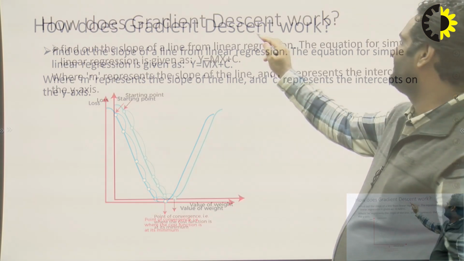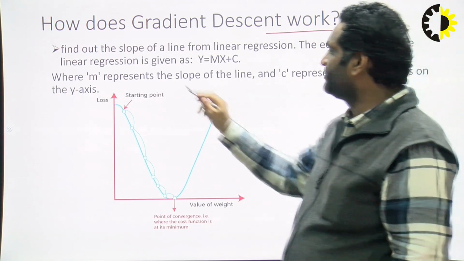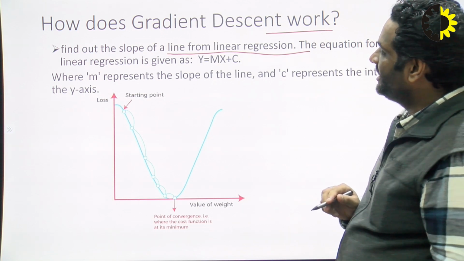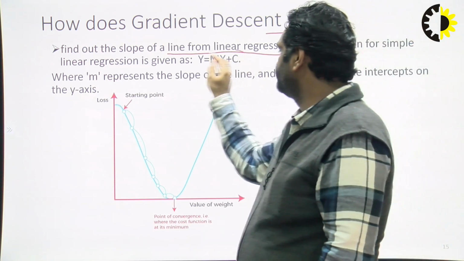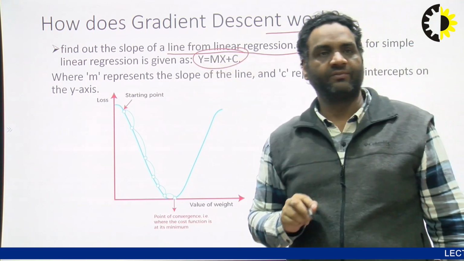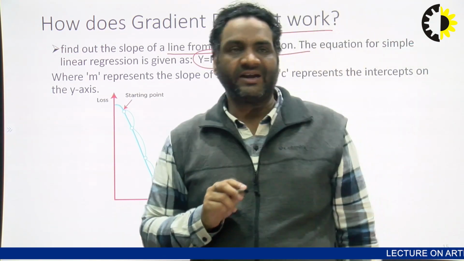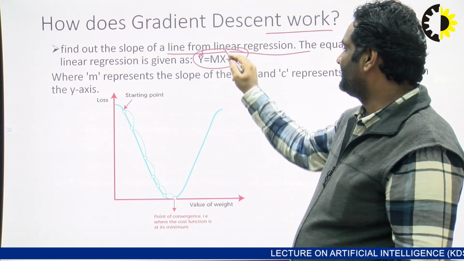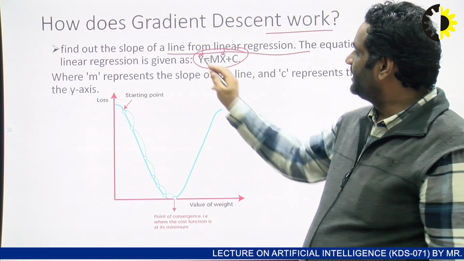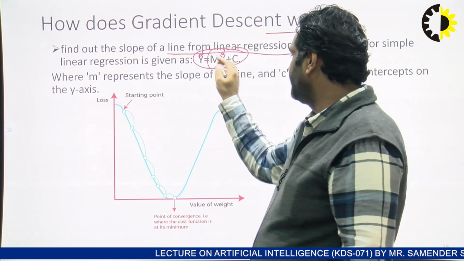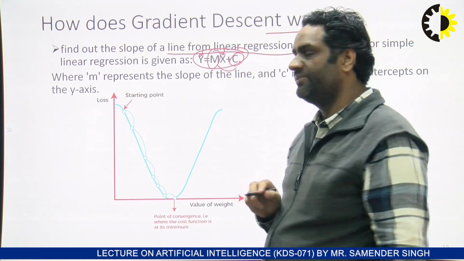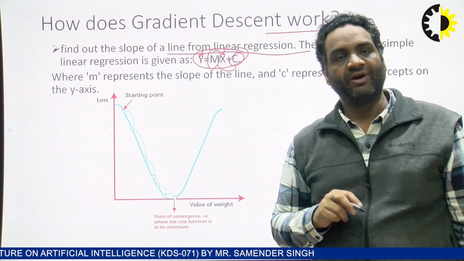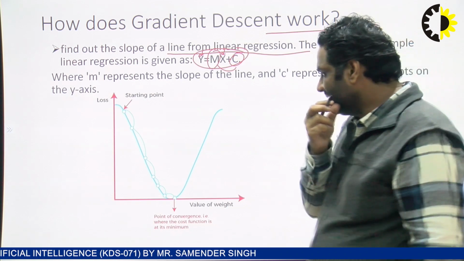How does gradient descent work? Let's find out the slope of the line from linear regression. The equation of simple linear regression is given as this one. You already learned it in the earlier class. A line has an equation y is equal to mx plus c, where y is the y coordinate and x is the x coordinate. This is the vertical line, this is the horizontal line. And here are two constants. First is m. M is what? It is the slope of the line. And c represents the intercept on the y-axis.